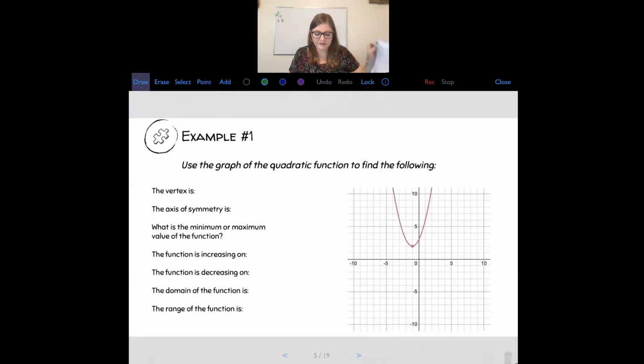Okay. So use the graph of the quadratic function to find the following. So first the vertex, the axis of symmetry, the minimum or maximum value, where the function is increasing, decreasing, domain, and range. Okay, so first let's start with the vertex. So this is our vertex. It's our lowest point of the parabola in this case, and this is located at -1, 2.